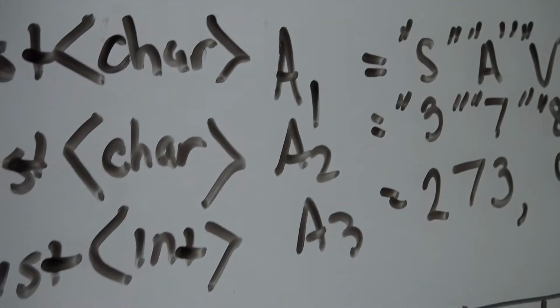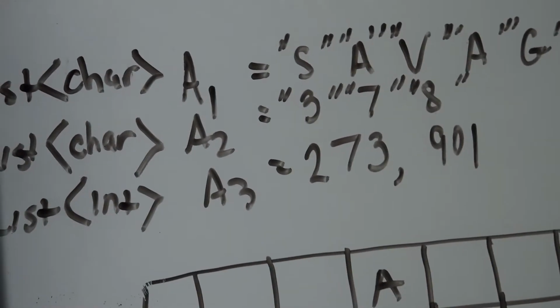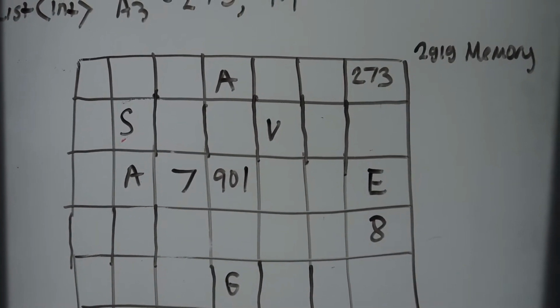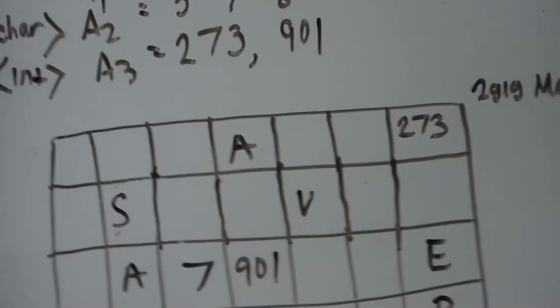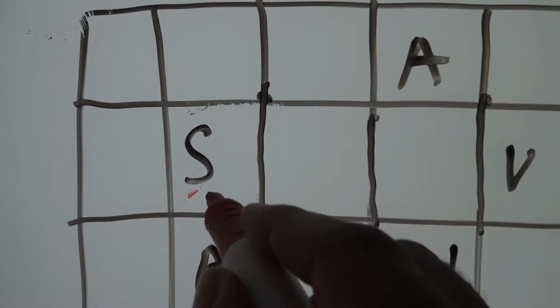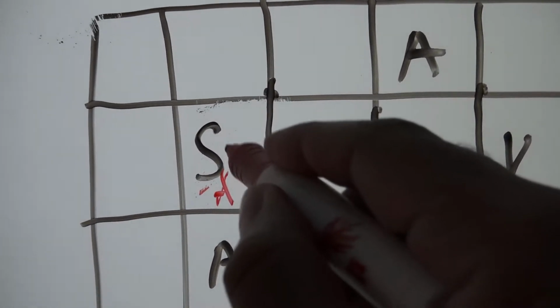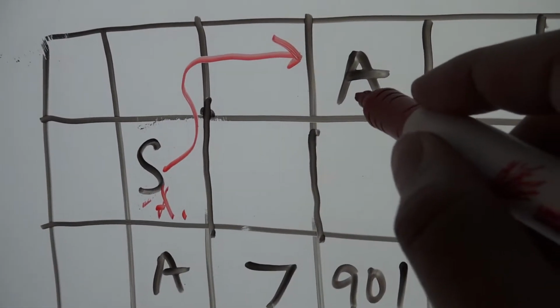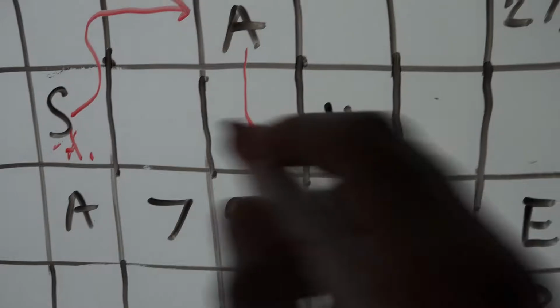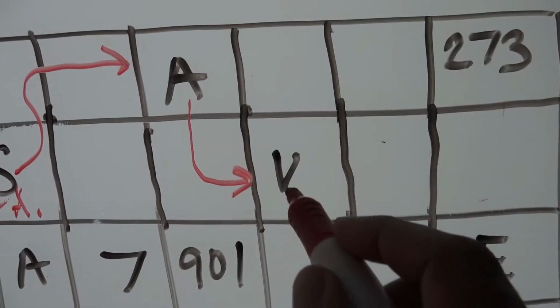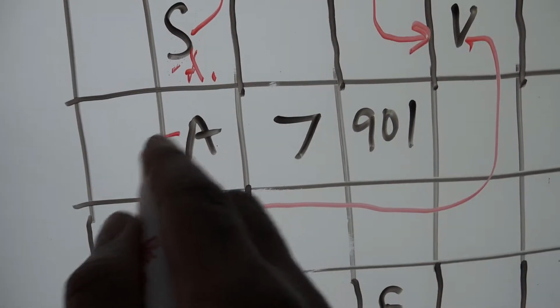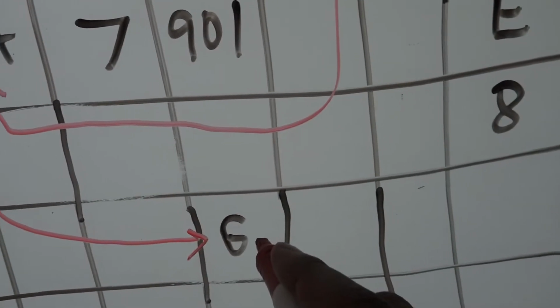Let me brighten this up so you can see the actual L in list. And this is what this looks like in memory. As you can see, this is definitely a mess. So let's see where everything is. This is part of A1, and this is linked here like this. This is linked to the A, and then the A is linked to the V. SAV, and then it's linked to the other A. SAVA. And then this A is linked to the G, and then the G is linked to the E.